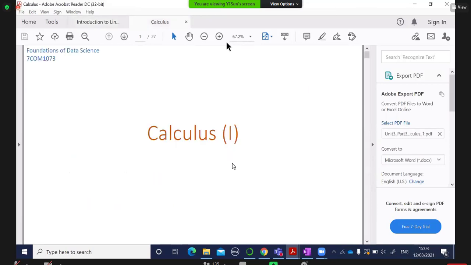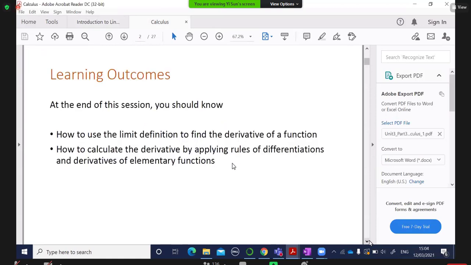Calculus. On Tuesday, we already learned functions. We focused on one single variable, although we also mentioned two at the end. So for this session, what do you need to know at the end? You should know how to use the limit definition to find the derivative of a function, and how to calculate derivatives by applying the rules of differentiation and some similar rules.